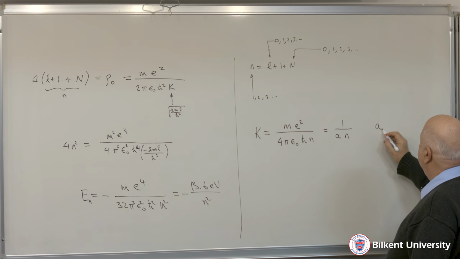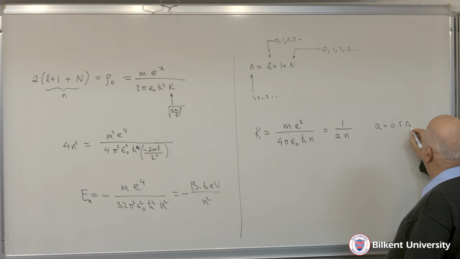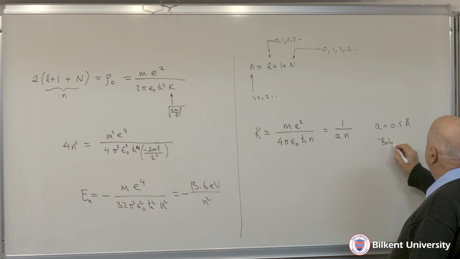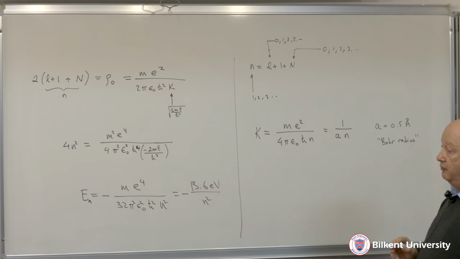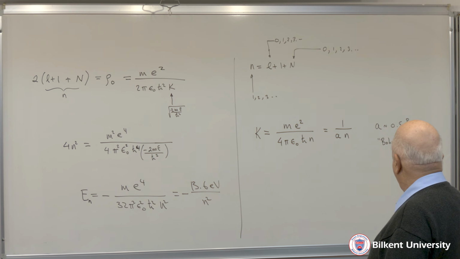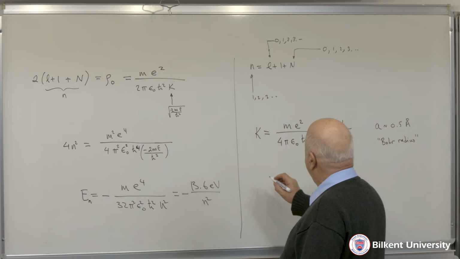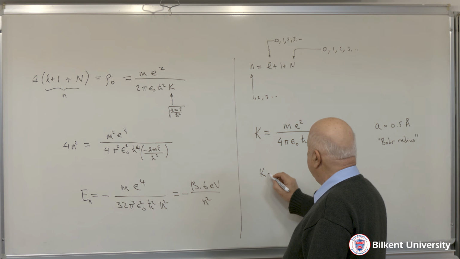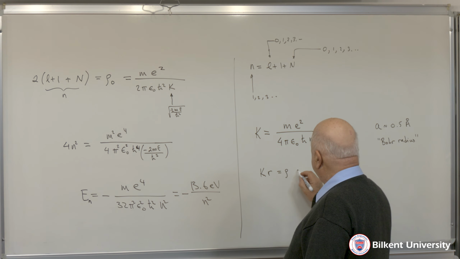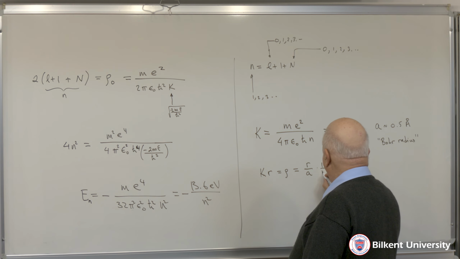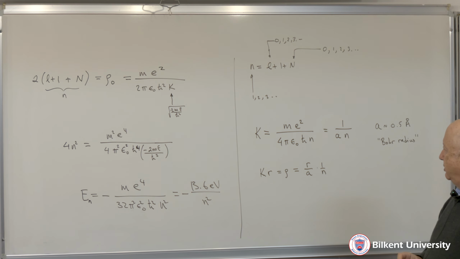And distance a is approximately 0.5 angstrom, and is known as the Bohr radius, because this also comes out from the calculations of Bohr. So k times r, which is rho, is just r over a times 1 over n. Okay?